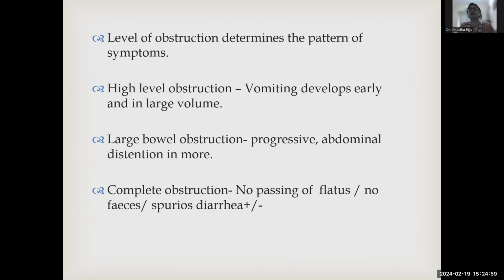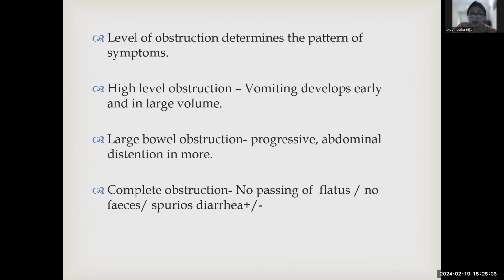Whereas if it is more of abdominal distension that the patient reports and is more progressive in nature, with some vomiting, things like that, then probably it is the large intestine that is involved. And if there is no passage of wind or flatus or no fecal material at all, we are looking at complete obstruction. Okay. Sometimes what happens is that the patient may keep complaining of trickling stools, loose trickling stools.